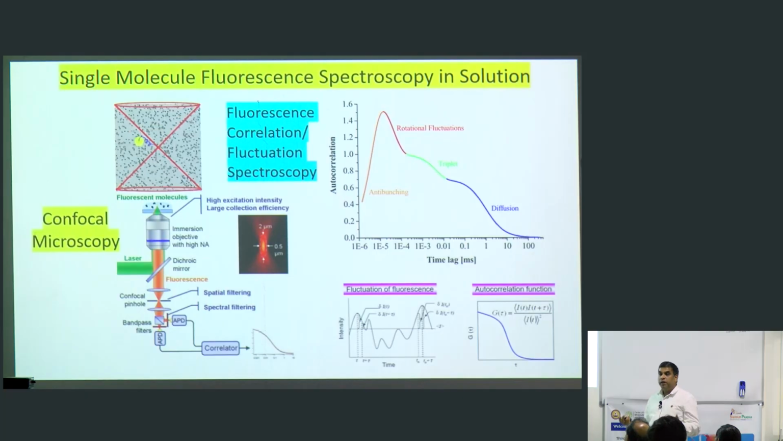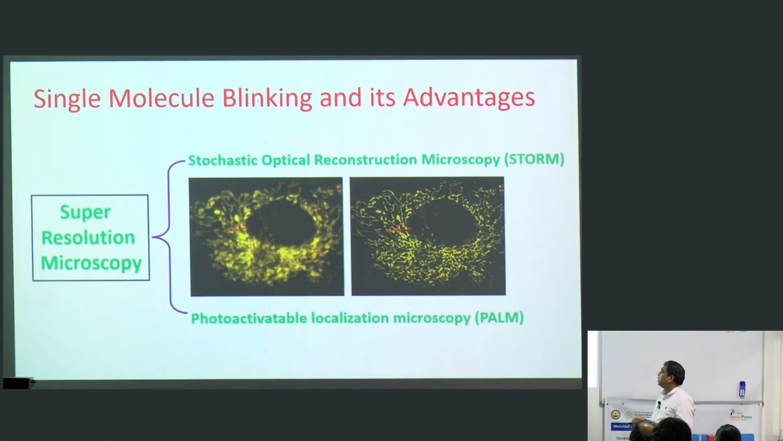So the blinking has both advantages and disadvantages. First of all, I will show the advantage and how it is being manipulated for capturing high resolution or super resolution images of biological samples inside the cellular environment. That is my first application. So blinking basically enables super resolution microscopy.